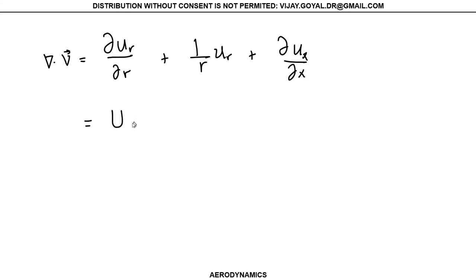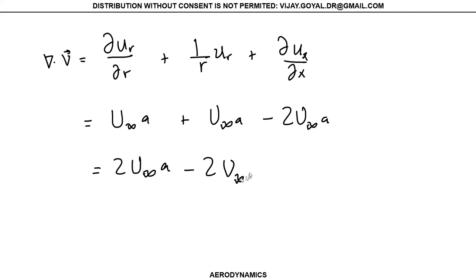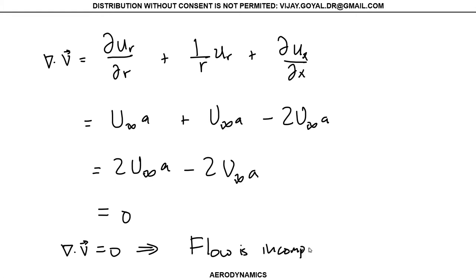And this gives you U infinite times A plus U infinite times A. And this will give you minus 2 times U infinite A. This gives you 2 times U infinite A minus 2 U infinite A. That gives you 0. So therefore, this divergence is equal to 0. That means that the flow is incompressible. Okay? So that's the proof.